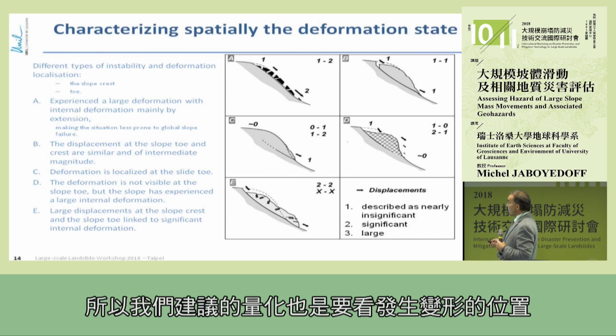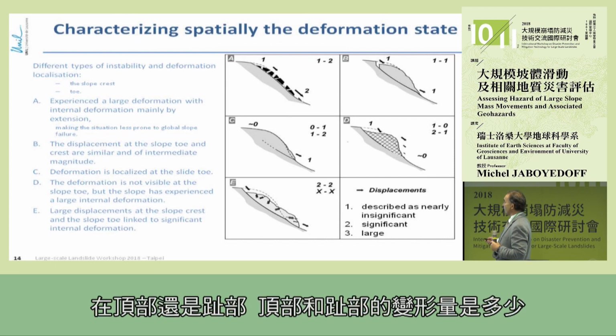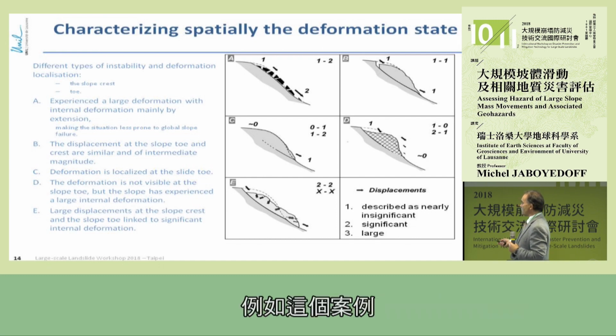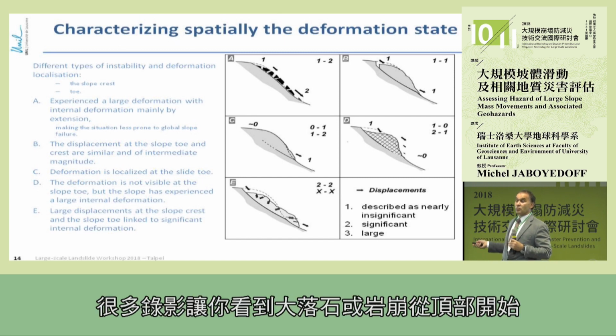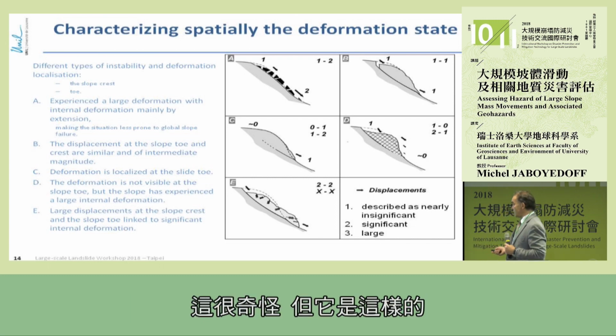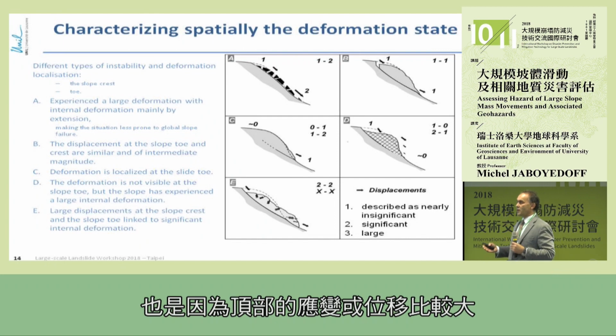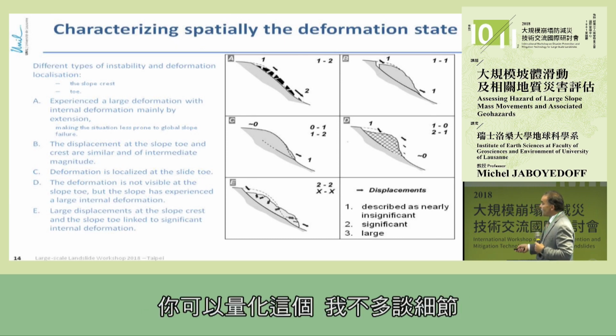So the quantification we propose here is also to see where the deformation is located. Is it at the top or at the toe, and what is the amount of deformation at the top and the toe? For instance, you have this case, where you will not see any movement at the toe, but a lot of movement at the top. You have seen many videos showing that large rockfalls or rock slides initiate at the top. It's very strange, but it's like this. It's also because the strain, or the displacement, is often larger at the top. And then you can quantify this.